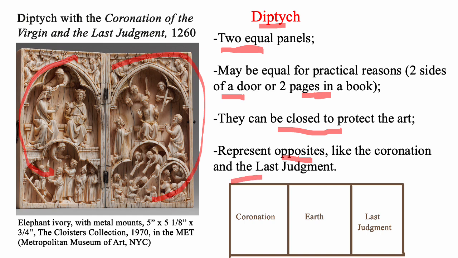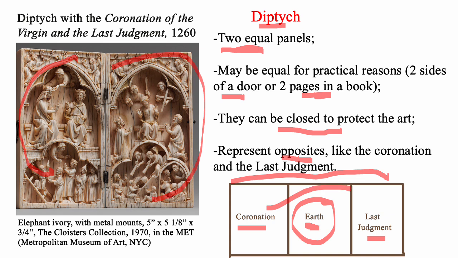Now, if we had a triptych like this with coronation here and the Last Judgment there and Earth in the middle, well, the Earth would become the dominant theme and you would lose the connection between these 2.